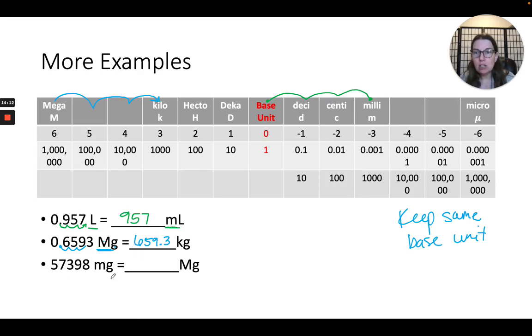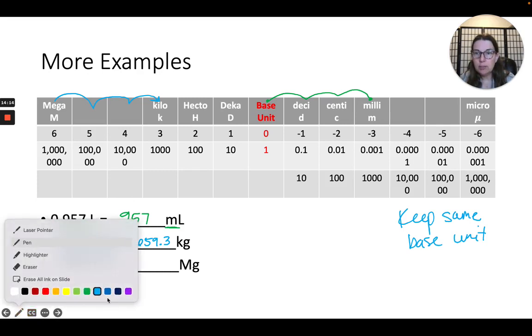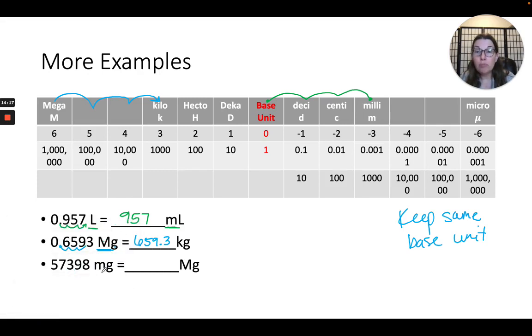Okay, and now, last but not least, let me change my color. We're going to go from milligrams to megagrams. This is going to be a big jump. So I'm going to start here, milligrams, and go all the way to megagrams. So 1, 2, let's see if this will work, 3, 4, 5, 6, 7, 8, 9. Okay, so I have to go 9 spaces. You do have to count these blanks. So I move 9 spaces to the left. And that's what I'm going to need to do with this decimal point right here.